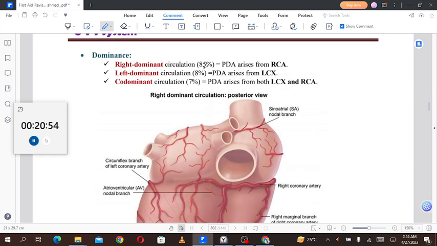Dominance. In the right dominant circulation, which is in 85% of the people, the posterior descending artery arises from the right coronary artery. The left dominant circulation is in 8% of the people; it arises from the left circumflex artery. Co-dominant circulation is present in 7% of the people, where it arises from both the left circumflex artery and the right coronary artery.